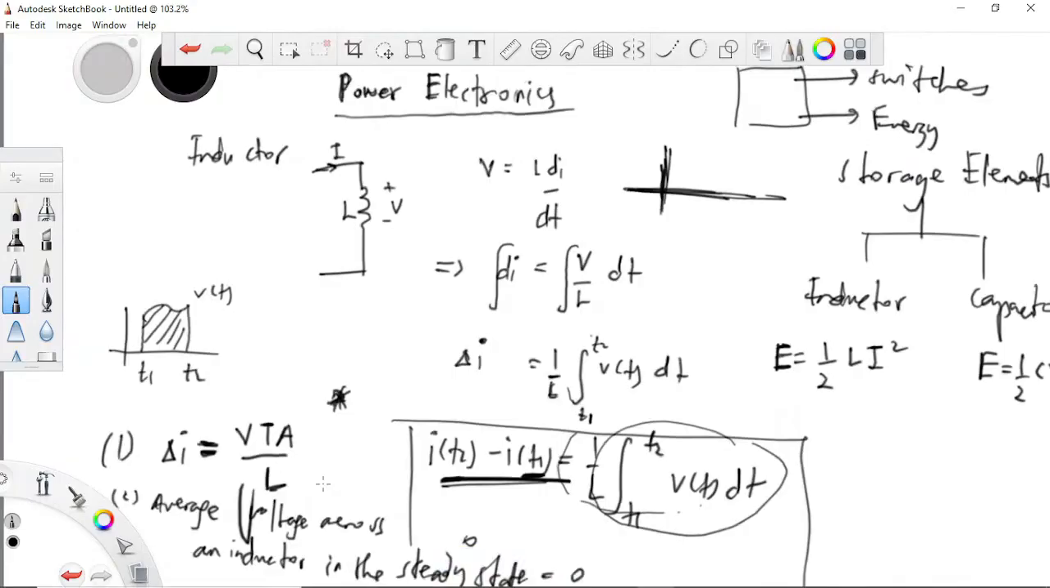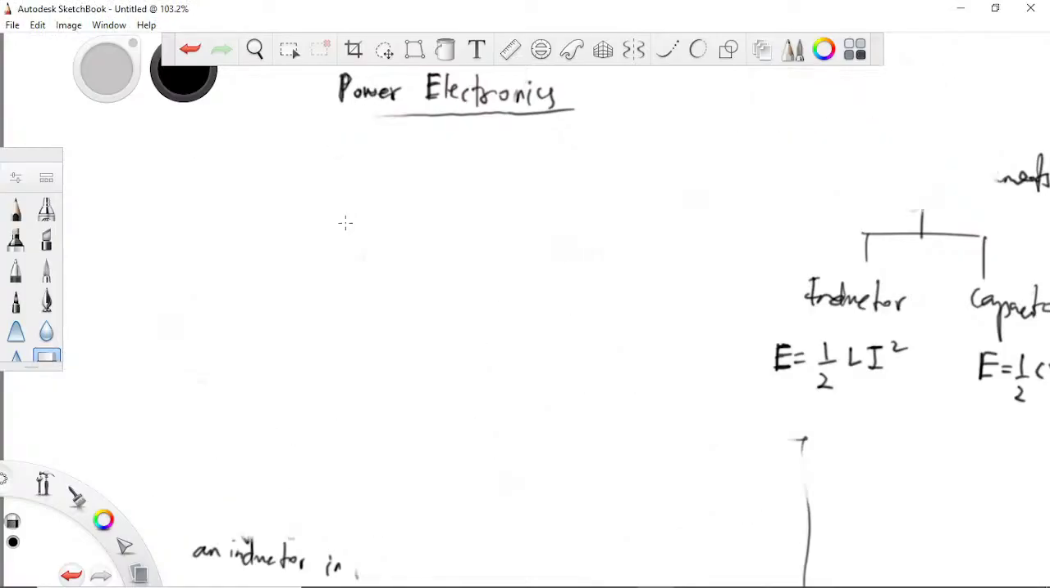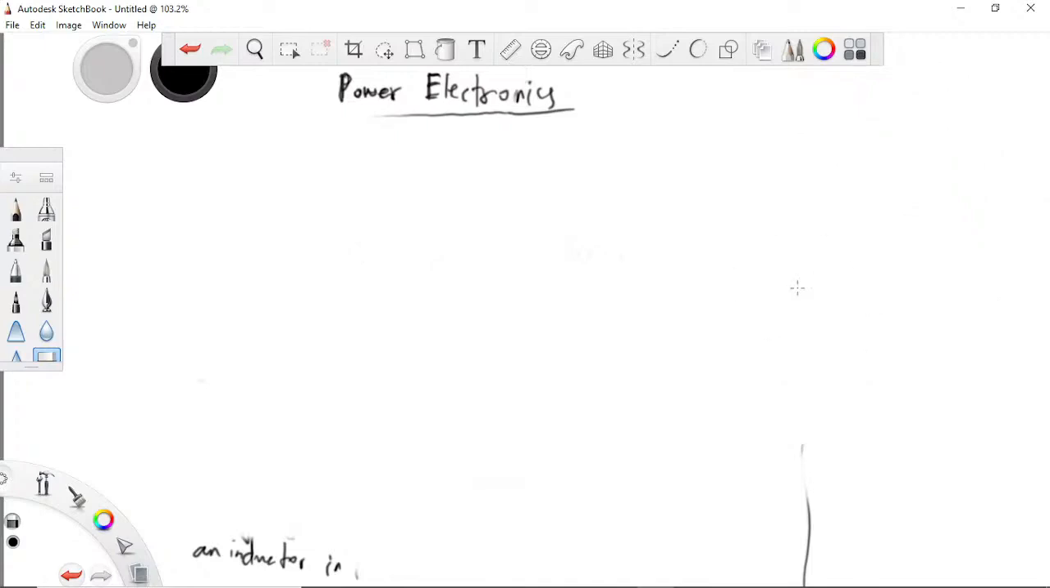All right, sure, let's move on. So that's it for the inductor. We've seen that the change in current in an inductor is given by the voltage-time area over the inductance. We will make intensive use of this when we get to unit 3, so kindly pay attention. And then we see that the average voltage across an inductor in the steady state is zero. Alright. Now let's talk about the capacitor.